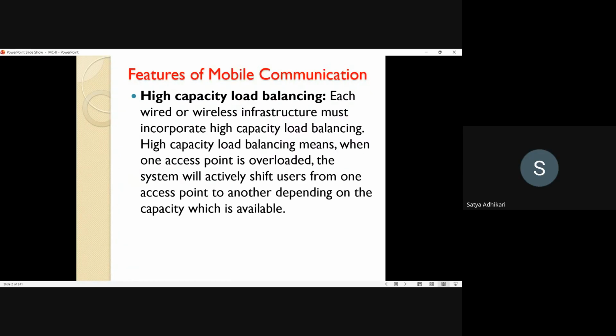So this is the first feature. If one access point is overloaded, the system will actively shift users from one access point to another depending on the capacity which is available.